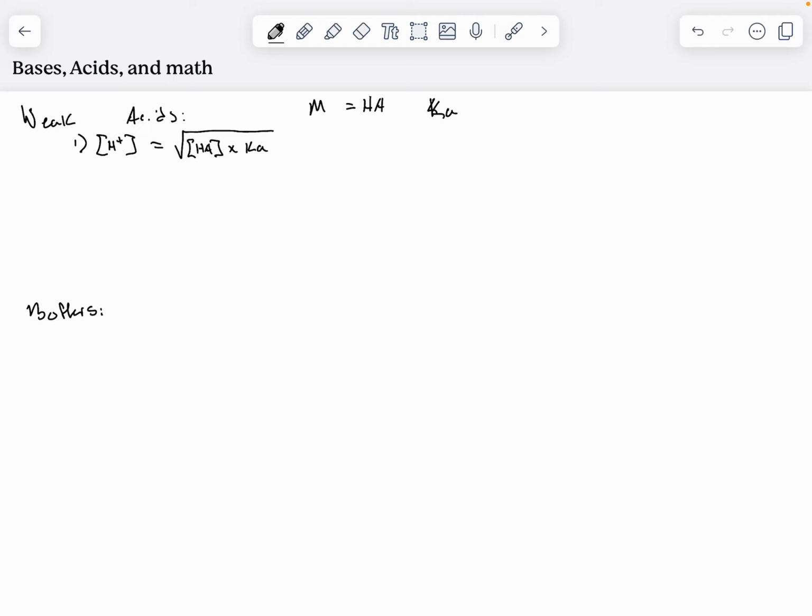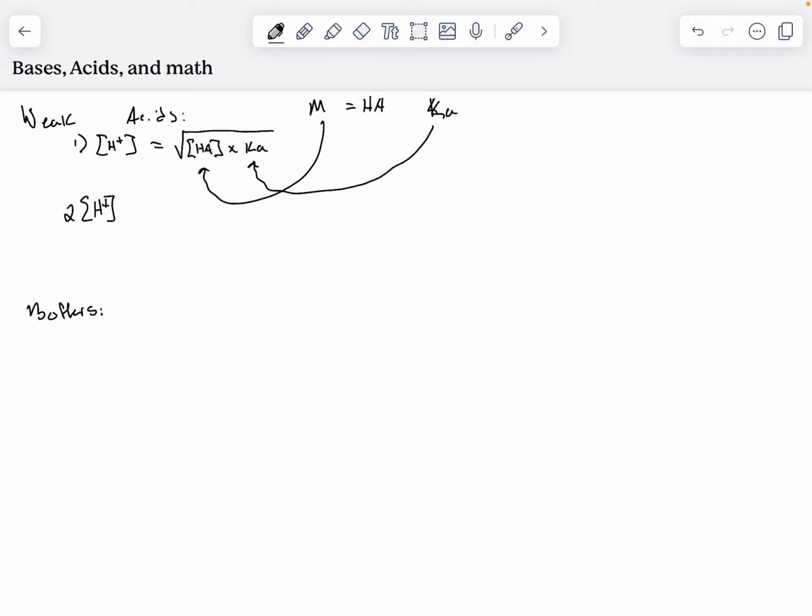Basically, all you do is you plug that in right there, and what I like to do is multiply those together before I square root it. Then you will have a value under there, you square root the value, and it'll give you your hydrogen concentration. So from here, let's say you found your hydrogen concentration, and he says, okay, I want you to find the pH now. Well, it's super simple.